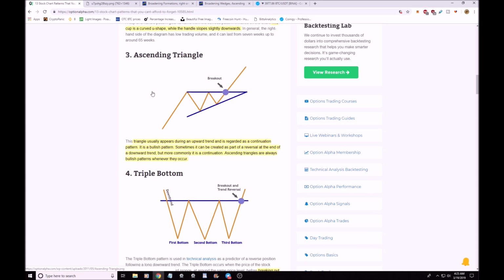Ascending triangles. So you've got a horizontal line on the top, and then your ascending line is on the bottom. Typically the triangle usually appears during an upward trend and is regarded as a continuation pattern. It's a bullish pattern, breaks out to the upside. Sometimes it can be created as a reversal pattern where your trend's coming down here, it forms, but that's not very often. These break out to the upside about 70% of the time. Ascending triangles are always bullish patterns wherever you see them.